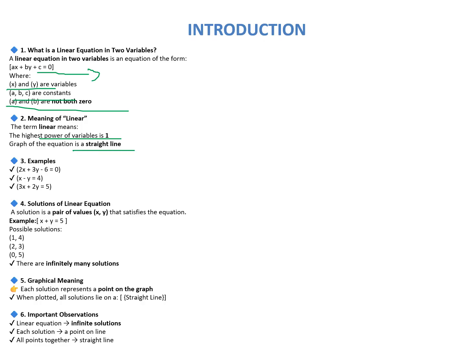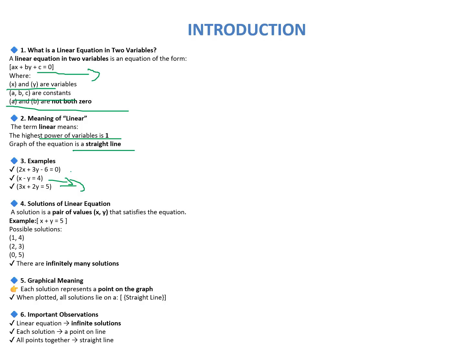Examples: 2x plus 3y minus 6 is equal to 0, x minus y is equal to 4. Now look at the equations x minus y is equal to 4 and 3x plus 2y is equal to 5. These are basic equations in two variables, but they are not in standard form. The standard form is x minus y minus 4 is equal to 0, and likewise 3x plus 2y minus 5 is equal to 0. The equation is definitely an equation in two variables, but it is not in the standard form.